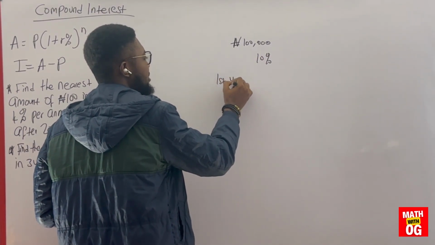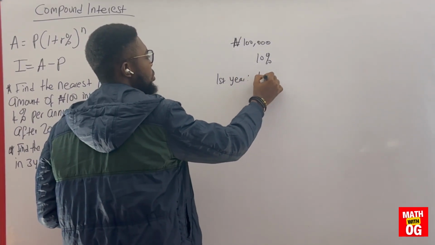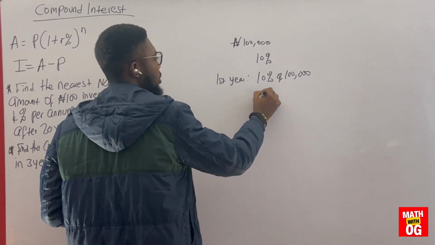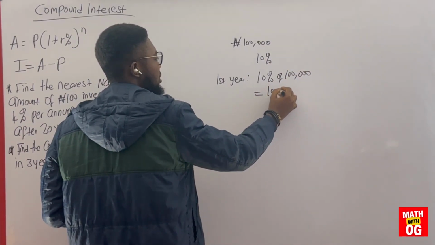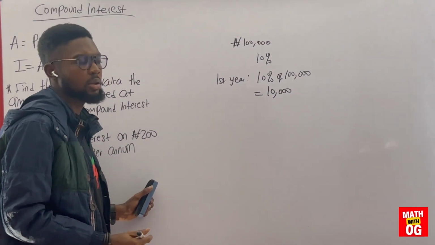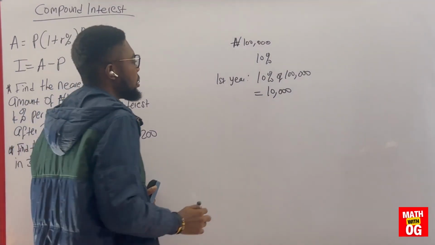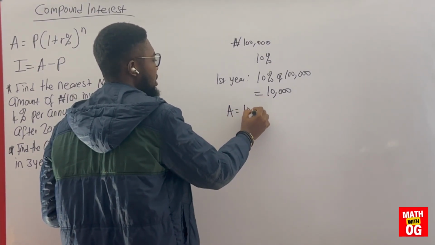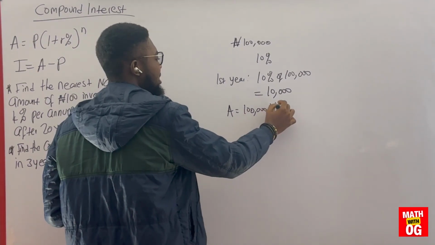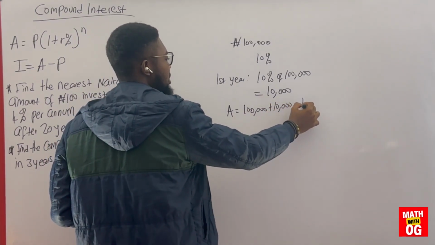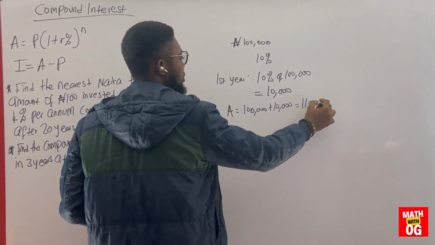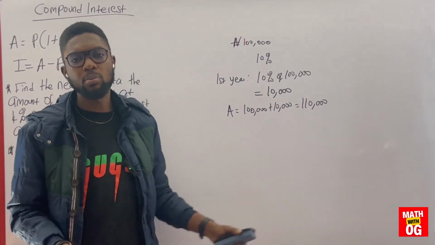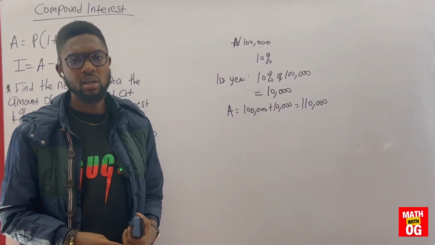At the end of the first year, my interest will be 10% of 100,000. So by now, I believe we all know that this will give us 10,000 naira. That is 10 over 100 multiplied by 100,000. So my amount at the end of the first year is simply 100,000 plus 10,000 naira, and this will give us 110,000 naira. So this amount at the end of the first year will act as a principal for the beginning of the next year.